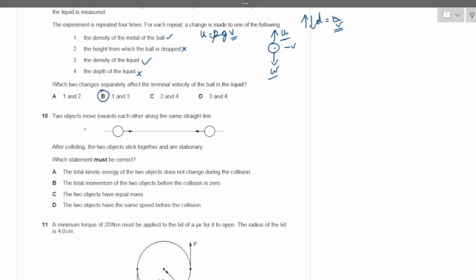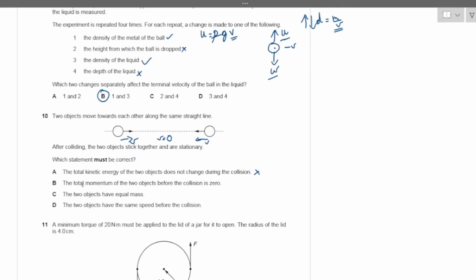Question 10. Two objects move towards each other along the same straight line. After colliding, the two objects stick together and are stationary. Which statement must be correct? Option A, the total kinetic energy of the two objects does not change during collision. Of course, it changes. They basically collide. They're going with some velocity, right? And after that, they're just stationary. So the overall velocity is just zero. Velocity changed, kinetic energy would have changed.